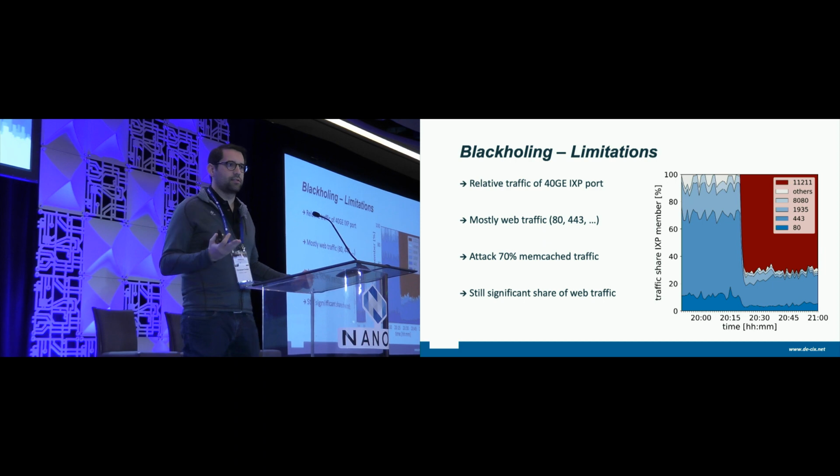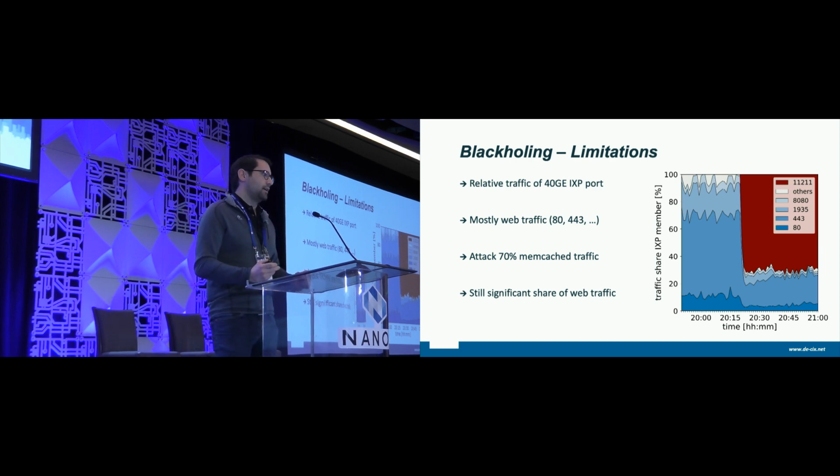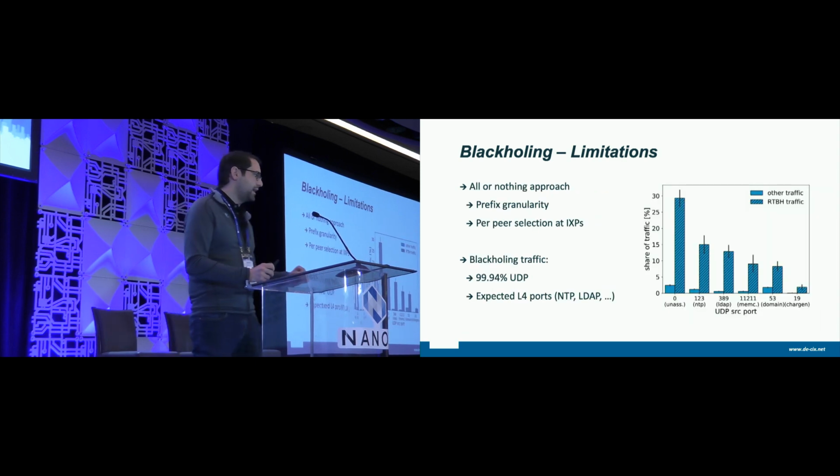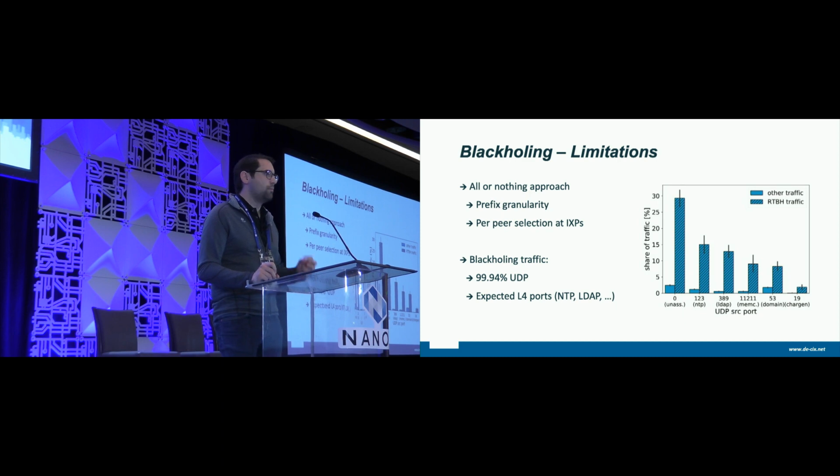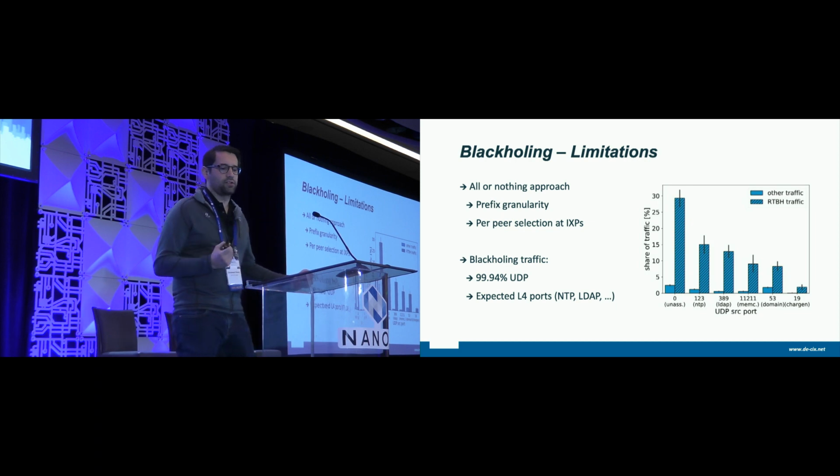And if we use blackholing in this instance, and as happened in this instance, actually all the traffic is discarded. So as a result, we have some sort of collateral damage, because the 30% of the traffic would still be there, and it's still benign traffic. So the next limitation we're focusing on is that blackholing is an all or nothing approach. It has prefix granularity, so drop it or don't drop it. And actually, you can do a per peer selection, not discarding traffic from all your neighbors, but you can select subsets at an IXP. However, it's still very, very coarse-grained.